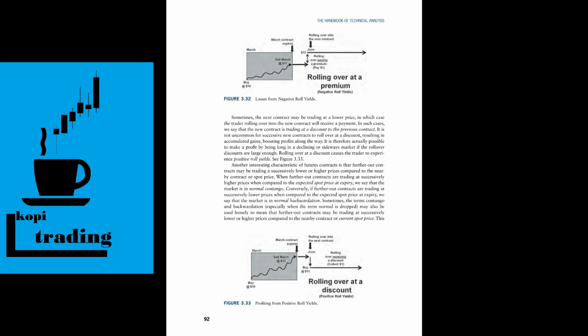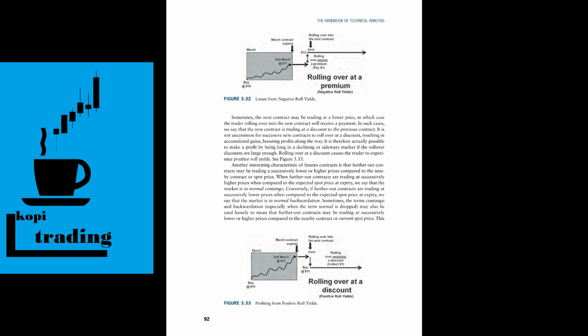When further out contracts are trading at successively higher prices when compared to the expected spot price at expiry, we say that the market is in normal contango. Conversely, if further out contracts are trading at successively lower prices when compared to the expected spot price at expiry, we say that the market is in normal backwardation.